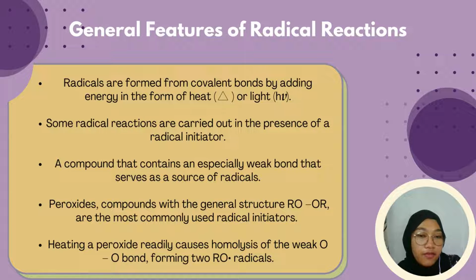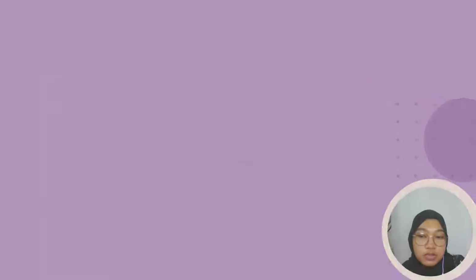Radicals are formed from covalent bonds by adding energy in the form of heat or light. Some radical reactions are carried out in the presence of a radical initiator, a compound that contains an especially weak bond that serves as a source of radicals. Peroxides, compounds with the general structure ROOR, are the most commonly used radical initiators. Heating a peroxide readily causes homolysis of the weak oxygen-oxygen bond, forming two RO radicals.